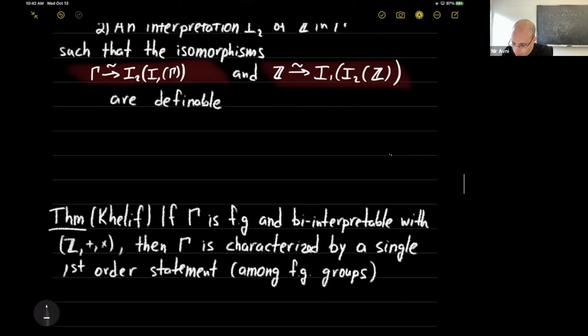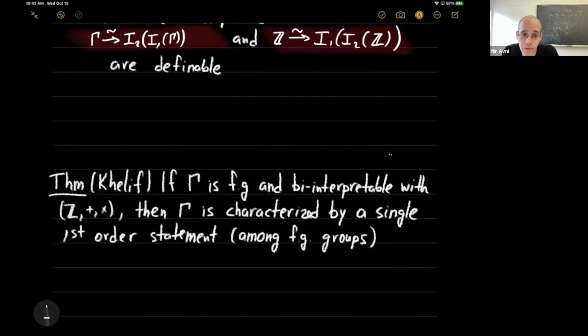But before that, I want to tell you why we're so interested, and that's a wonderful theorem that says that if gamma is finitely generated and bi-interpretable with the integers, then gamma is characterized by single first order statements, among finitely generated groups. So it can be axiomatized. The starting point of this theorem is the fact that Z itself, the integers, can be characterized among all finitely generated rings using a single first order statement. And then you need to show how this pulls back to gamma using this bi-interpretation.